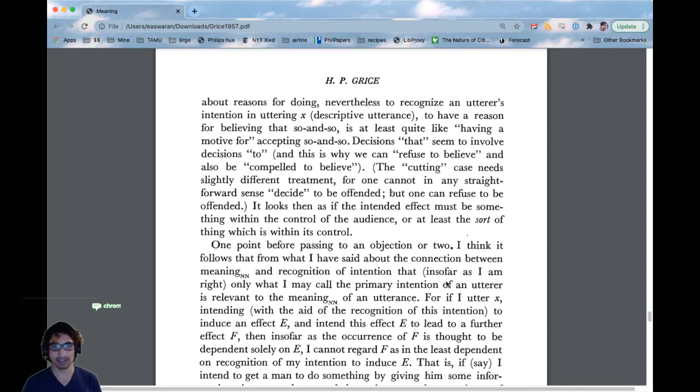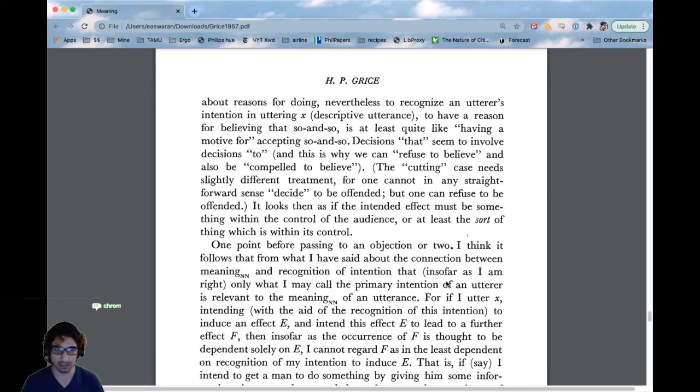Decisions that seem to involve decisions to. That is, if I decide that I should go to the store, it's very much like deciding to go to the store. And this is why we can refuse to believe and be compelled to believe. That is, we're acting for or against our reasons in refusing to believe or being compelled to believe.